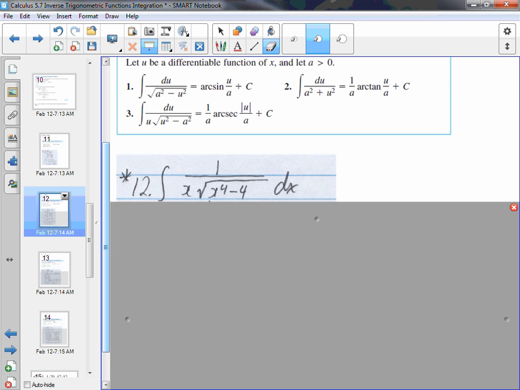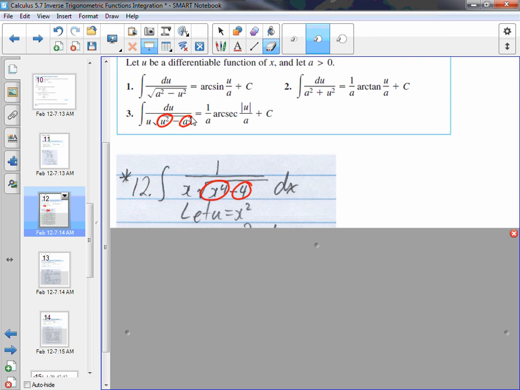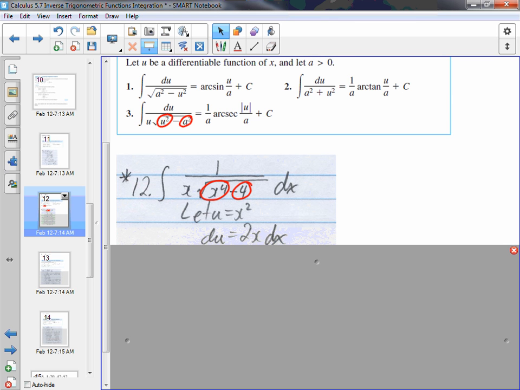Okay. If I'm going to do that, let's look under the square root sign there. There's your a squared that's subtracted, so a is going to be 2. And here's your u squared. So what's u going to be? Let's write that down. We let u equal x squared. Now we've got to figure out what du equals. That's 2x dx.